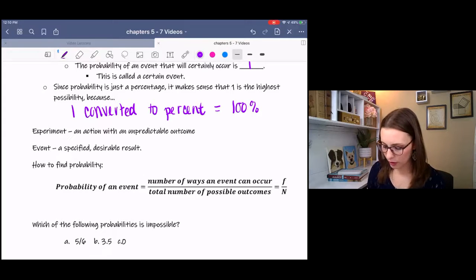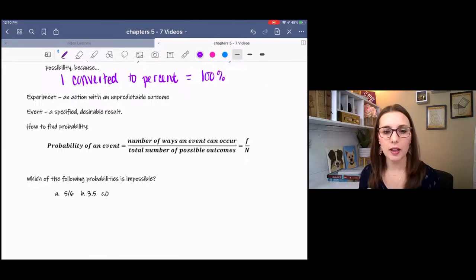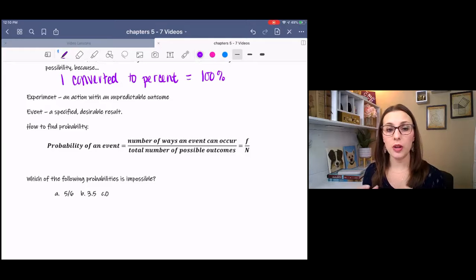So to find probability, you take the number of ways the event can occur, which is the frequency, and you divide it by the total number of possible outcomes, which is n in this case. So for example, when I talked about dice, there's 6 sides on a die, and one of those sides represents 1. So there would be a 1/6 chance that I could get a 1 in theory.